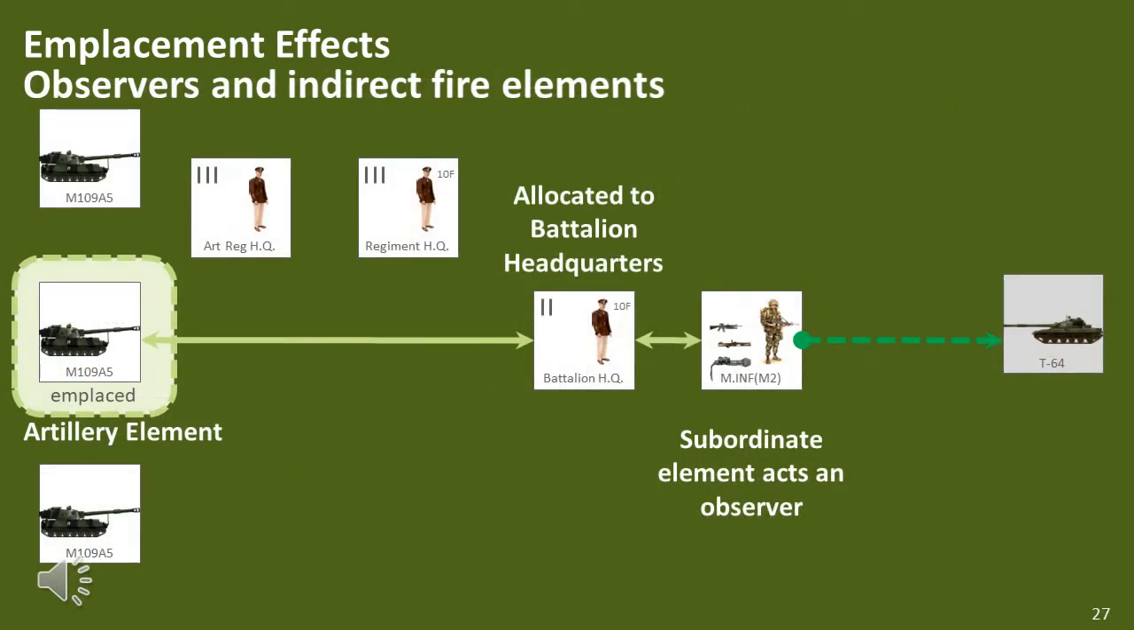An indirect fire element has to be emplaced in order to provide fire support to an observer if it's allocated to a headquarters. This represents setting up a special communication link between the artillery element and the headquarters, which would not normally exist in a standard chain of command. The subordinate indirect fire element has the same type of communication line with its commanding headquarters, but this is considered to always exist as part of the standard chain of command.